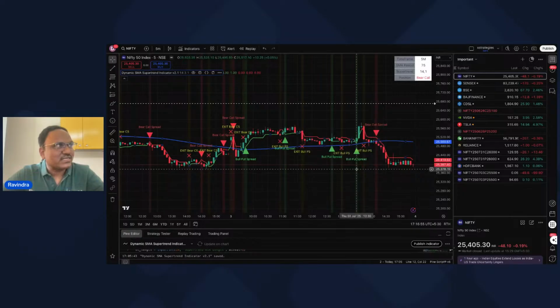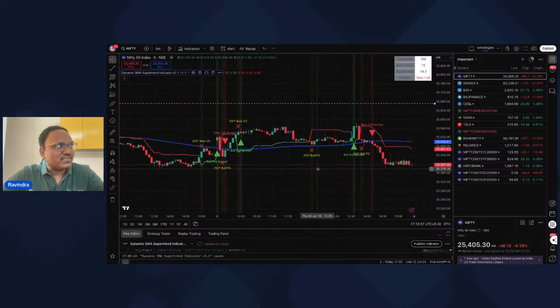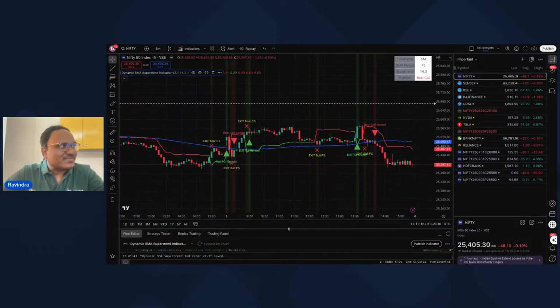Let's try this one. Also, let's say you just logged in at about, let's say, 12:10, and you are not getting any signals. You can change these parameters and then get some signal. But the only thing is your entry and exit have to be on the same parameters. That's the only trick that you really need to do. All right, I think that's all on this particular indicator.